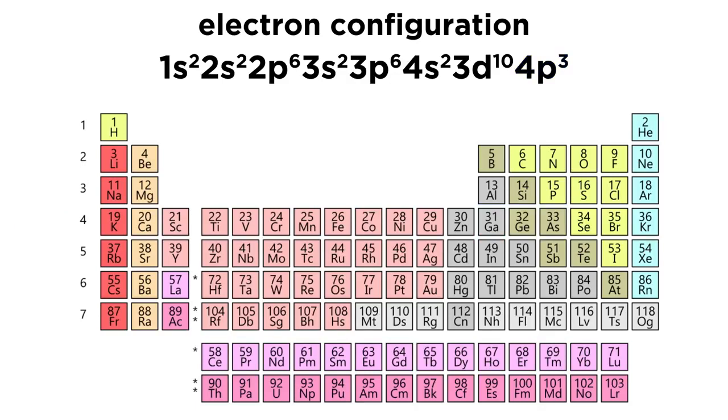So that will be the ground state electron configuration for arsenic. 1s2, 2s2, 2p6, 3s2, 3p6, 4s2, 3d10, 4p3. We can abbreviate that with argon core if we like, which would be followed by 4s2, 3d10, 4p3.